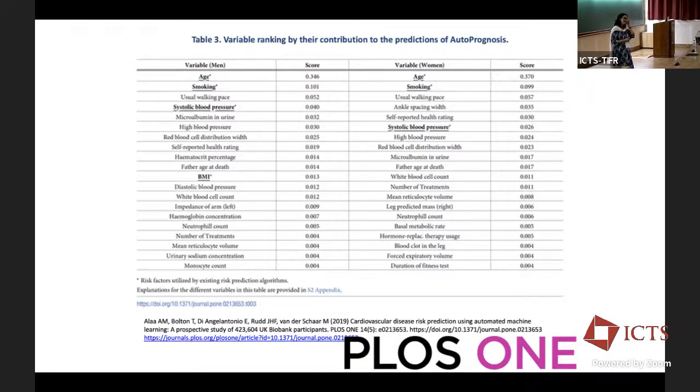BMI, does it challenge the traditional metabolic X type? No, central obesity is a better predictor for South Asians. So there are a lot of studies now, even for diabetes, central obesity is a better predictor than BMI. Thank you.